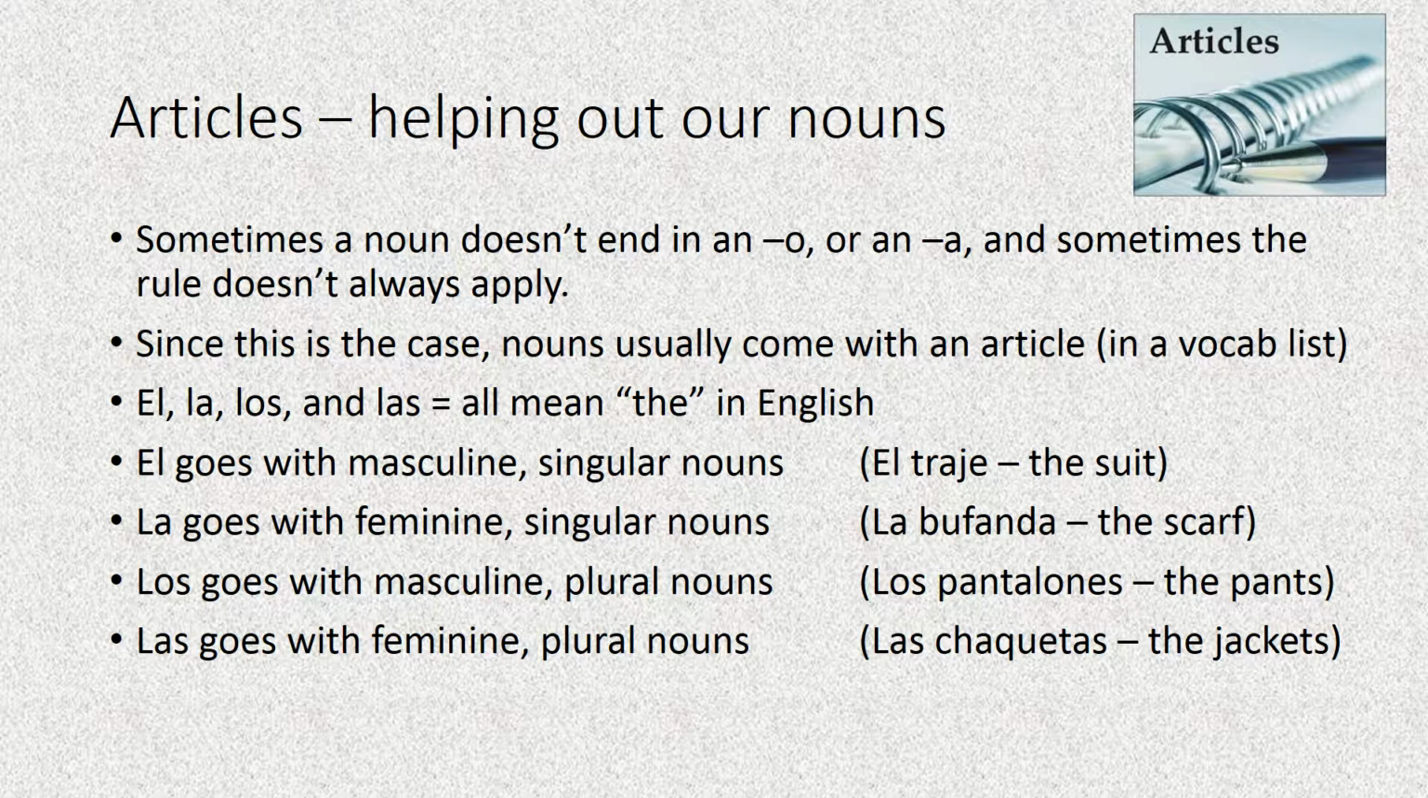So why are there four of them? Why, if they all mean the, are they different words? Well, because they also have another function where they tell us a little bit about the noun they go with. So el, you have to use that with masculine singular nouns. So it tells us that the noun that it goes with is masculine and singular, such as el traje. La goes with feminine singular nouns, la bufanda. Los goes with masculine plural nouns, los pantalones, and las goes with feminine plural nouns.